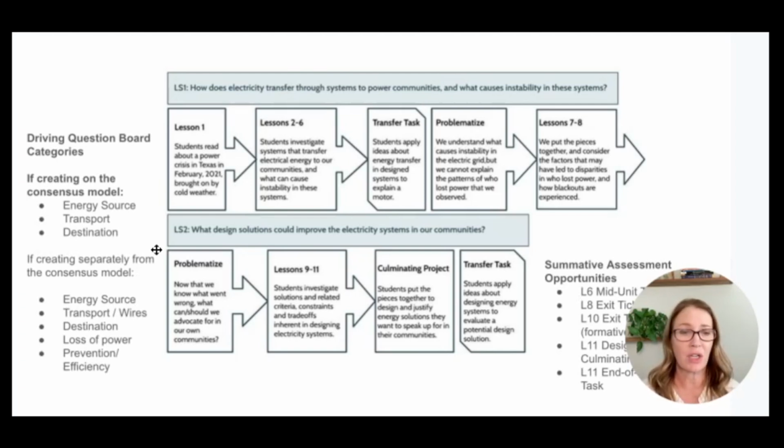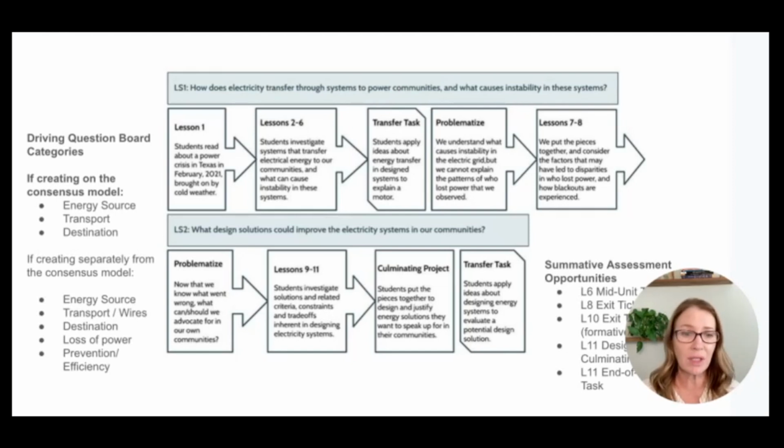So in the teacher edition, you're going to see a lot of guidance on how to develop an initial consensus model and create these subsystems for energy source, transport, and destination. Now, in the teacher edition, there is a sample driving question board where they put the sticky notes right onto the initial consensus model. So you'll line them up with these 3 subsystems that are already identified.